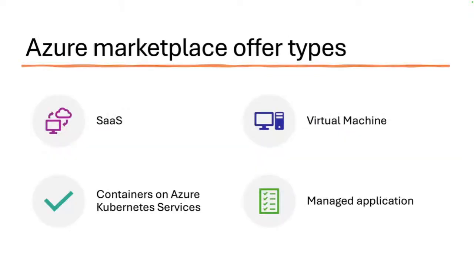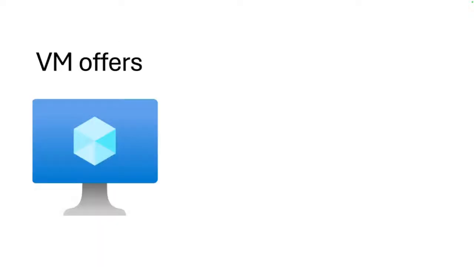Now, there are 4 transactable offer types in the Azure Marketplace, and they are SaaS, virtual machine, container offers, which run on Azure Kubernetes Service, and finally, managed applications, which enable deploying Azure-based resources like database, networking, and VM offers even. And we'll have a little bit more on this later. Now, of course, we're focusing on virtual machine offers, so let's start going deeper on that topic.